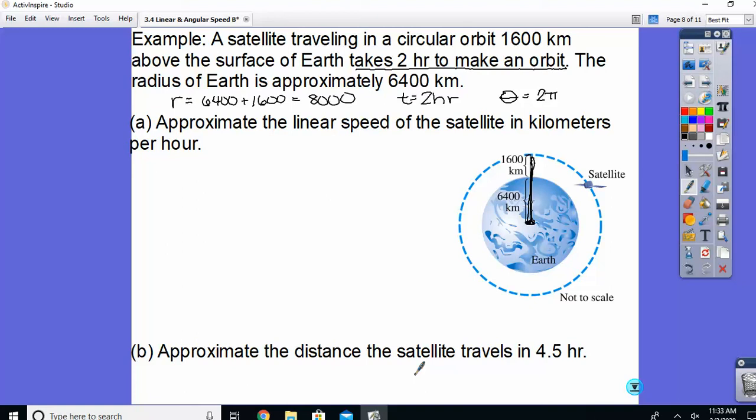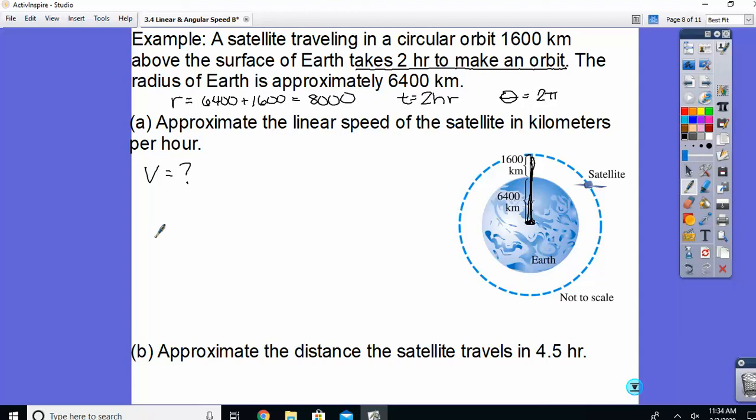So part A wants the linear speed. Linear speed is v, in kilometers per hour. So my options for v: V equals s over t. I have a time. Do I have my s? No. I could also do v equals r omega. I have my r. Do I have my omega? No. So I'm going to have to find something else first.